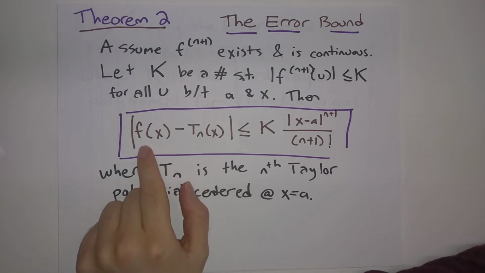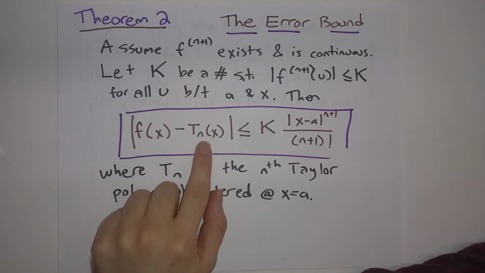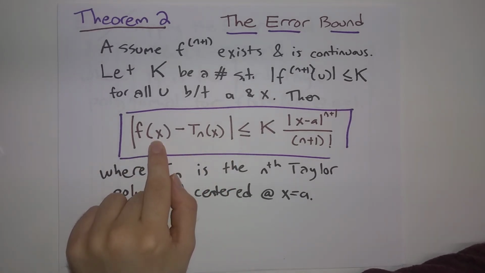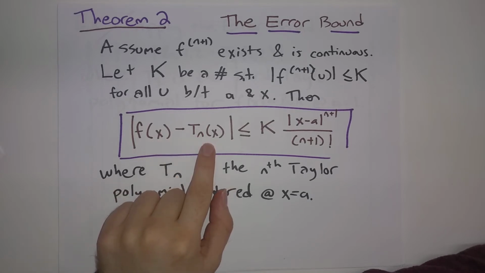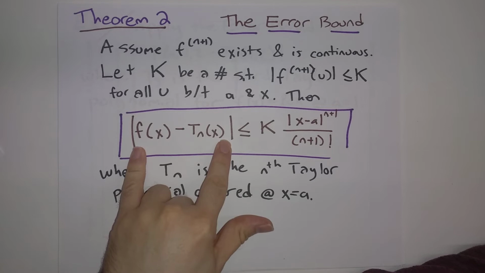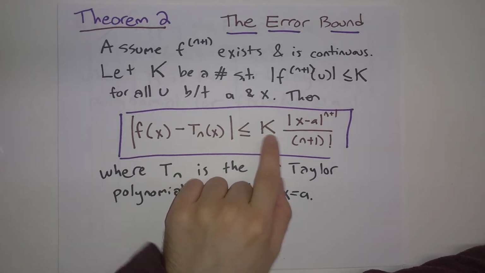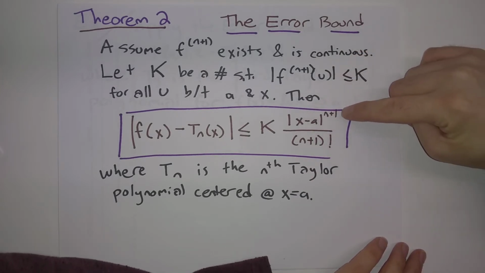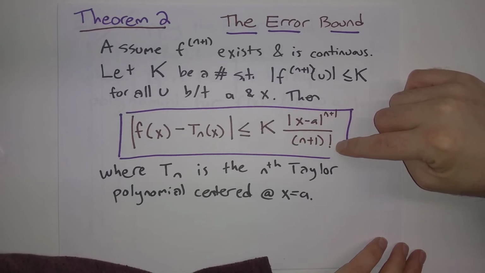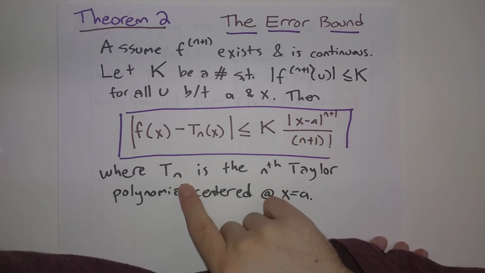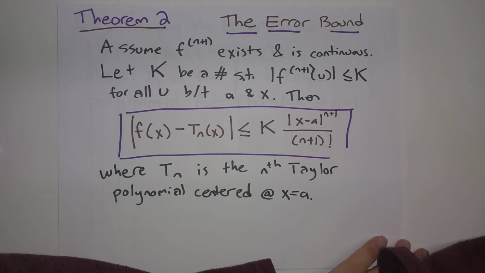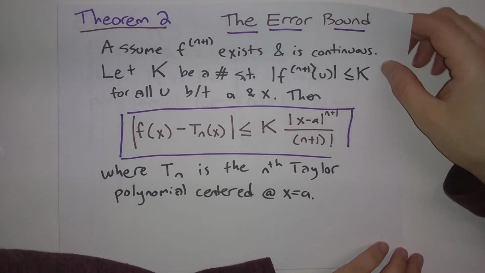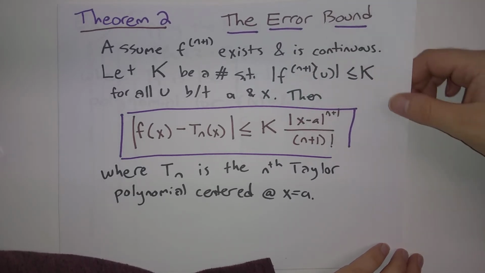Then, the absolute value of f of x minus t sub n of x, so this is the error. This is the actual value of our function at x. This is our estimate for the value of our function at x. This absolute value is less than or equal to k, this k up here, times the absolute value of x minus a raised to the m plus first power divided by m plus 1 factorial, where t sub n is the nth Taylor polynomial. Okay, so this tells us how close we are. Let's actually apply this in some situations to see how this works in practice.